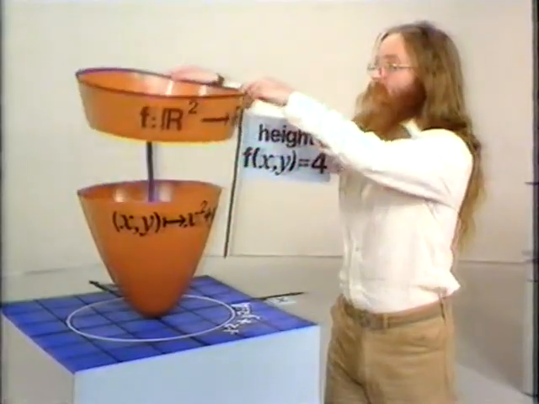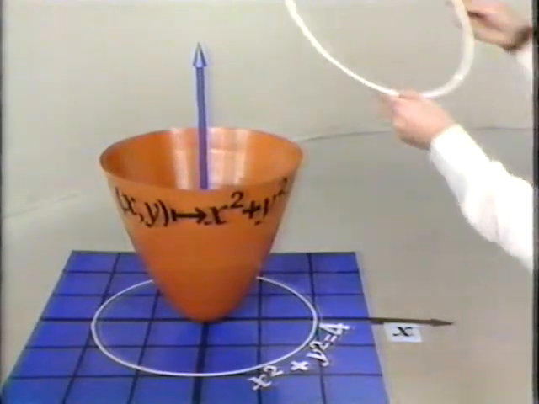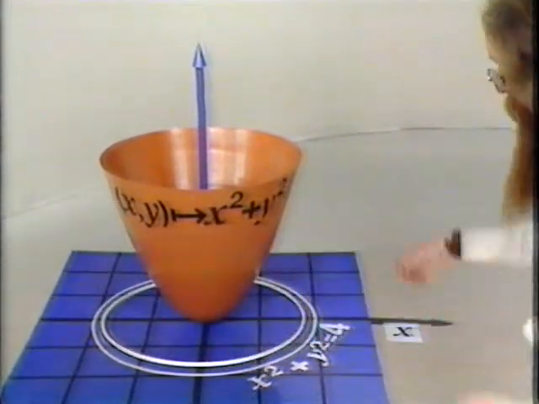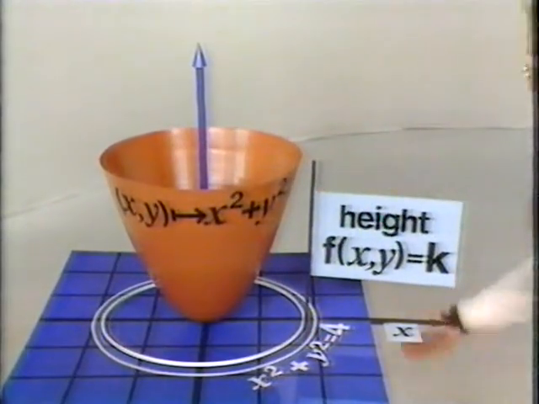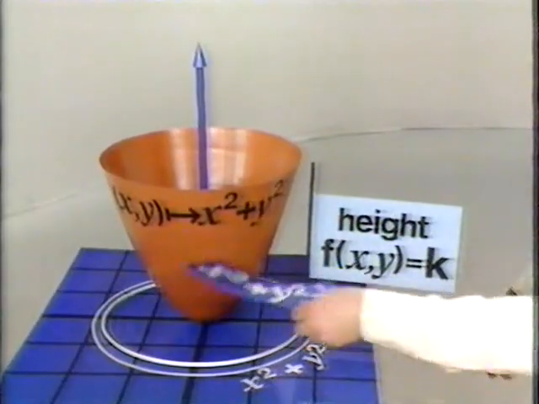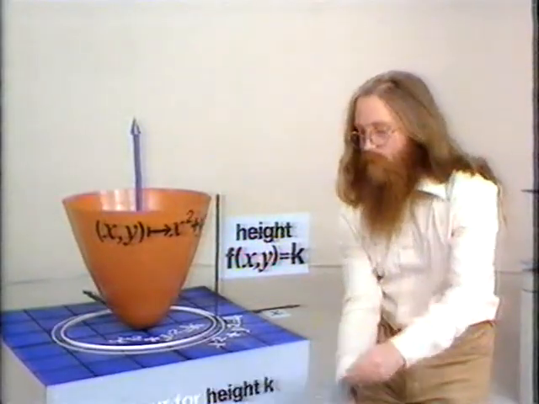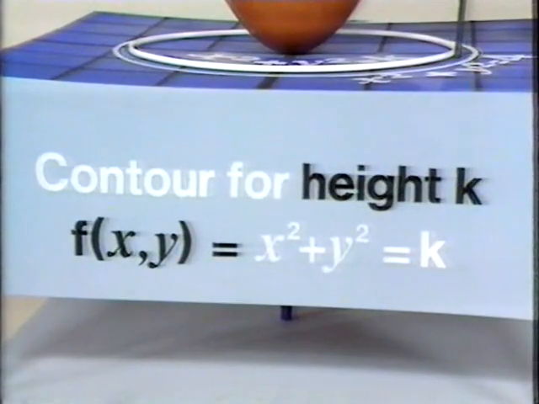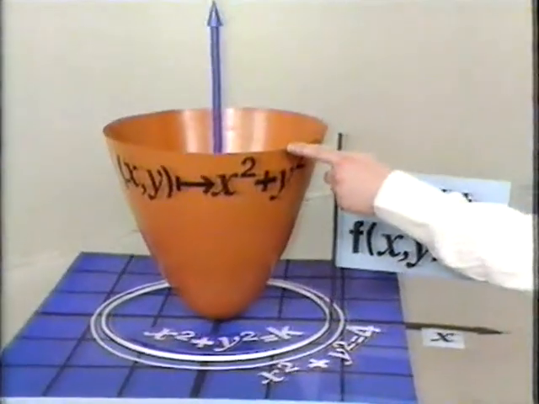Well, what happens if we look at a different height? We get a different circle above yet another circle in the plane. And if the height of the section is k, then the equation of this circle is x squared plus y squared equals k. That's a circle of radius root k, and we call such circles contours. In general, the meaning of the word contour is the same as the maps of mountains and valleys. That is, it's a curve in the plane that's vertically below a section of a given height.